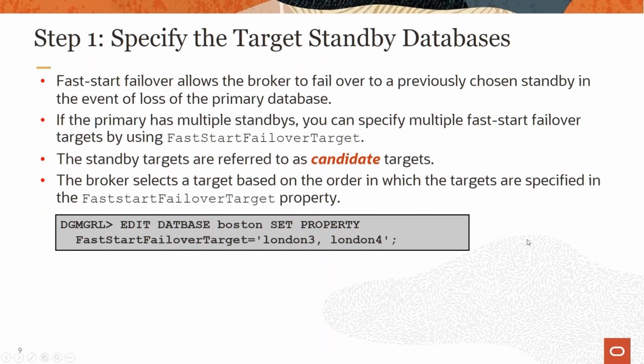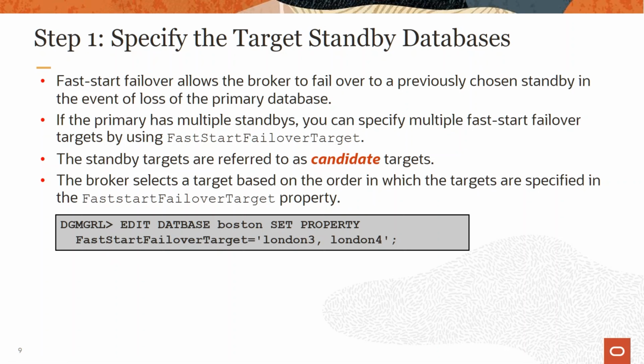So the very first step, specify the target standby database. You can choose one standby database or multiple standby databases. So you can list candidate targets. So we have: edit database Boston set property FastStartFailoverTarget, London3 and London4.